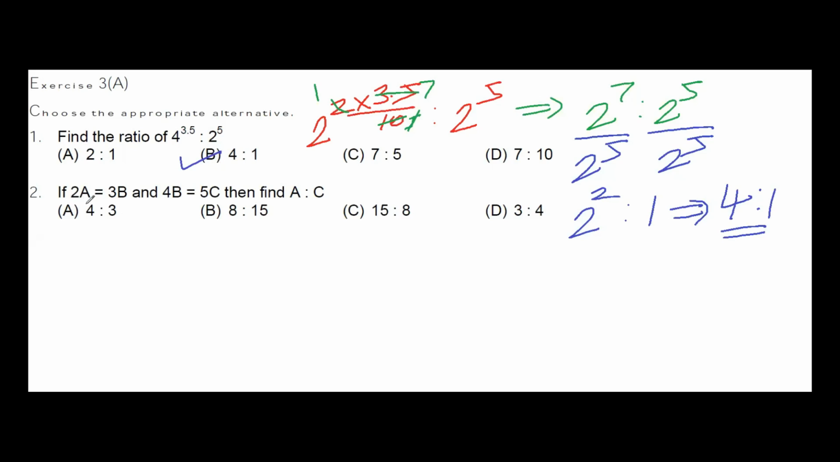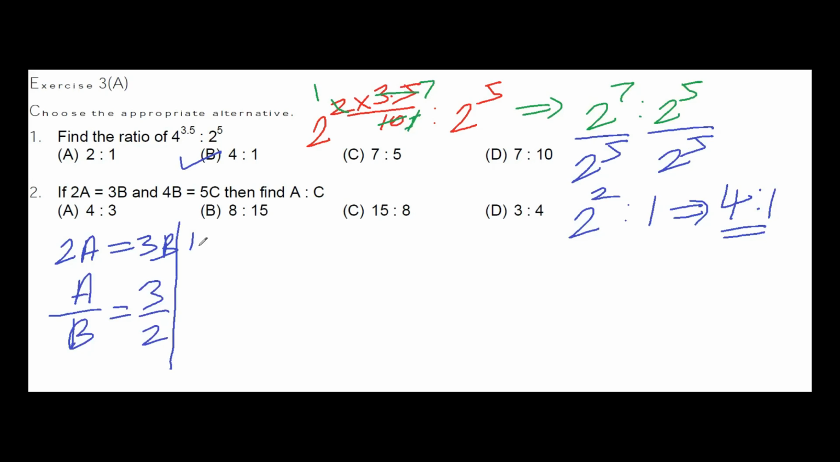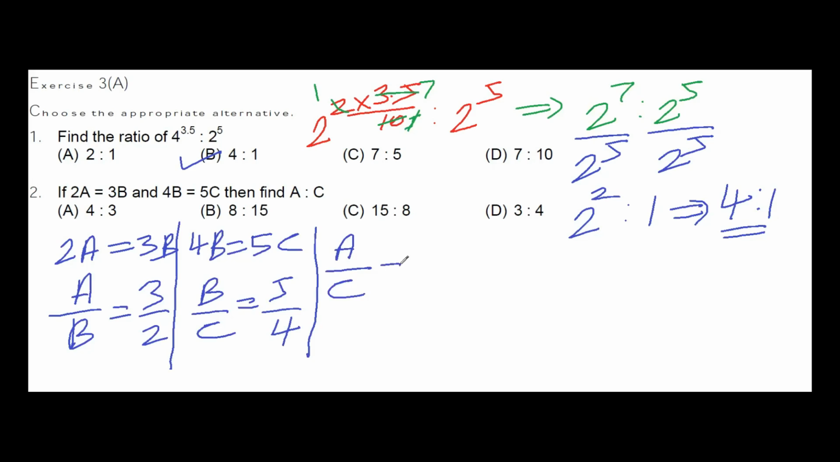Okay, in the second one it says if 2a is equal to 3b and 4b is equal to 5c, then find a is to c. So this means that 2a is equal to 3b. So this I can write as a by b is equal to 3 by 2. Then it says that 4b is equal to 5c. So this I can write as b by c is equal to 5 by 4. Okay, they are saying to find what?